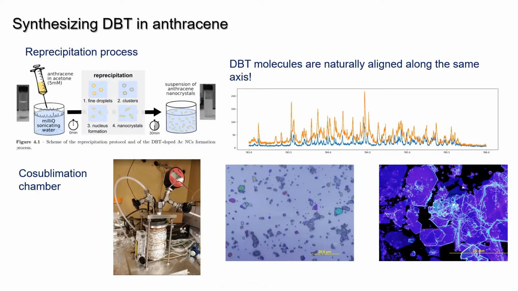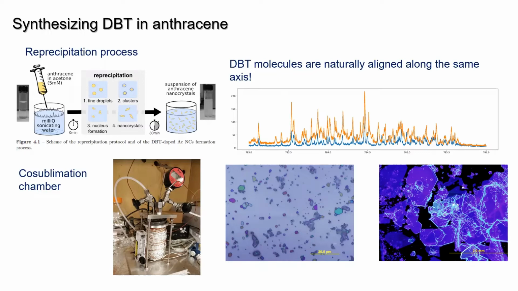And so just to give you an idea of how you can make one of these, there are two ways in our lab we make them. One's called the so-called reprecipitation protocol, and the other one's co-sublimation. So with reprecipitation, you essentially take a solution of anthracene and dibenzotoluene molecules, all floating in acetone, and you take some of this and you put it in water while it's sonicating. And so you have this little bubble, this micro bubble of acetone with anthracene and DBT, and acetone dissolves into the water until there's no acetone left and all the anthracene and DBT come together and form a crystal, right?